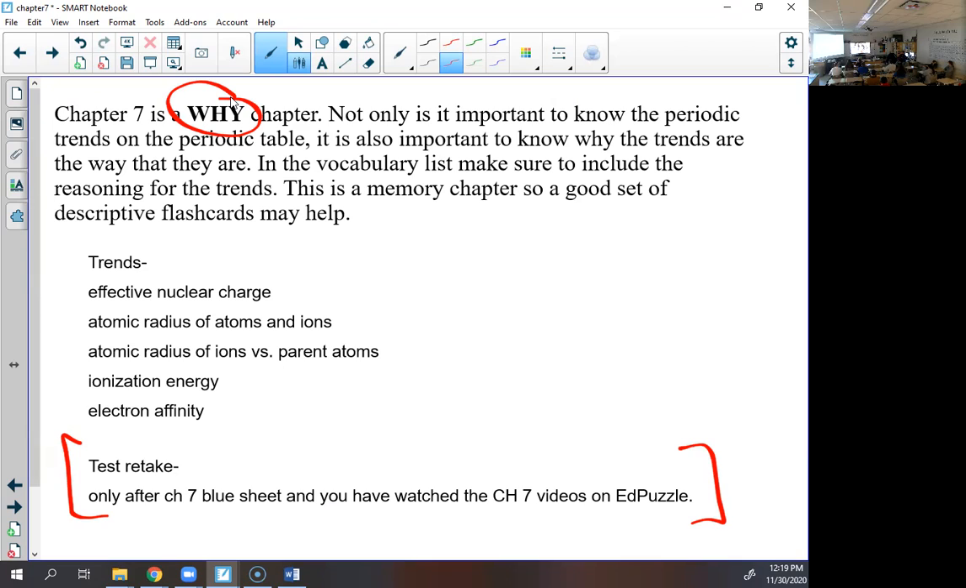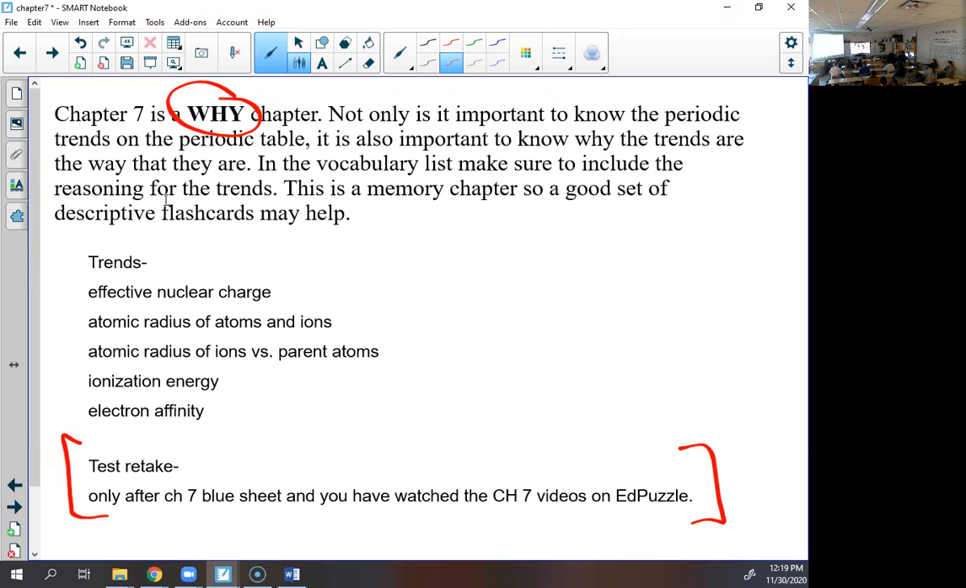All right, so why that trend exists. No, I mark it all wrong. All right, so not only is it important to know the periodic trends on the periodic table, it is also important to know why the trends are the way they are.